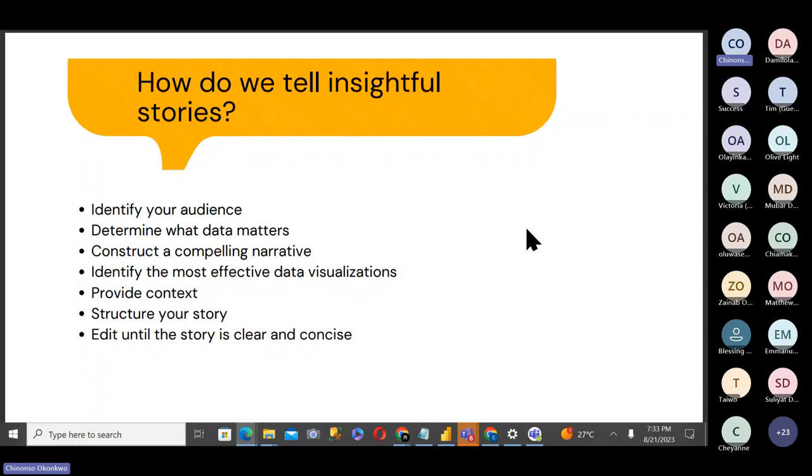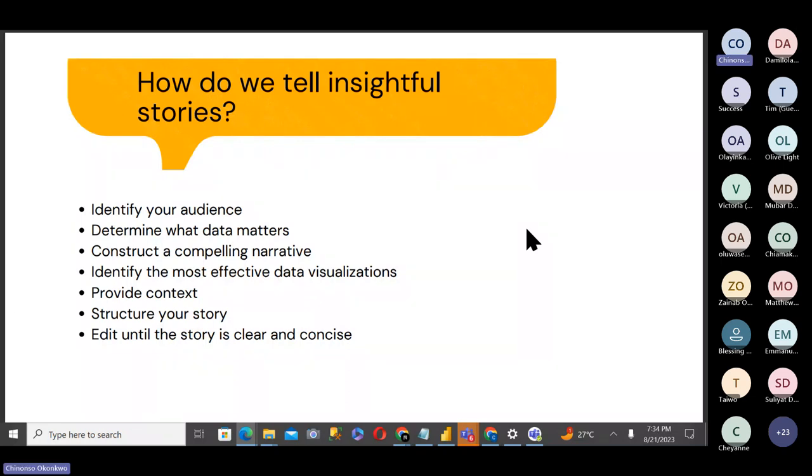Now let's come to the business world, right? In the business world, you need to understand who your audience is. Are you reporting to the executive of the company? Are you reporting to your team manager? What exactly are you reporting to? And you need to know which questions they want you to answer, which questions they are interested in. So that is part of identifying your audience and identifying the objective, what they want.